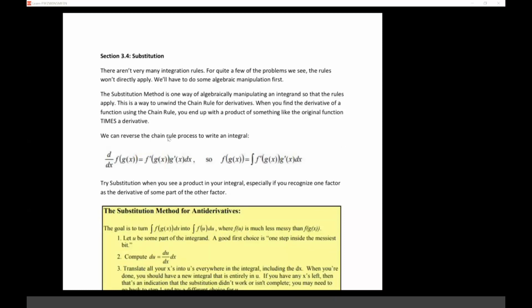Okay, so how do you reverse the chain rule? Well, again, this is just some algebraic manipulation. If you take the derivative of a composition, you get the derivative of the outer function times the derivative of the inner function. So basically, you're just going to integrate that, okay? And you have to be able to recognize these two parts, right? A function of g of x and the derivative of g of x next to it.